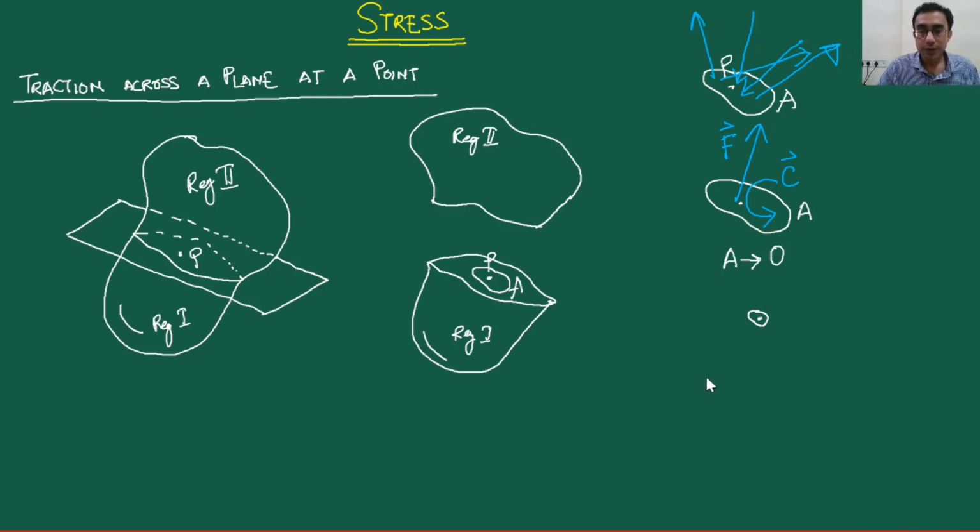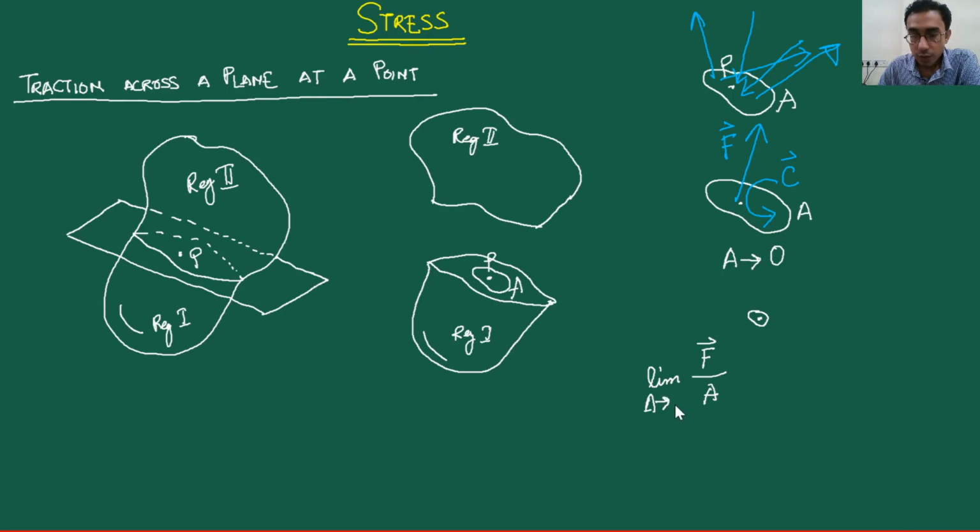Okay. However, you note one thing. Suppose I ask you to think about this ratio, the ratio between the force vector and the area. What about that? Well, if you think about the magnitude, the answer is not so straightforward, because area is tending to 0, the F is also tending to 0.